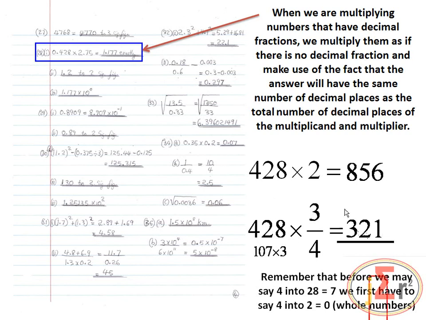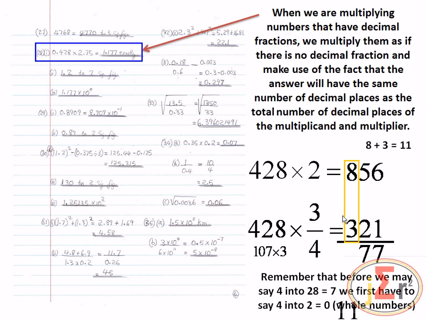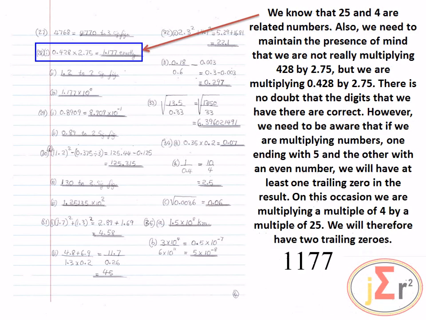So we have 6 plus 1 is equal to 7. 5 plus 2 is also equal to 7. And then finally 8 plus 3 is equal to 11. We know that 25 and 4 are related numbers.